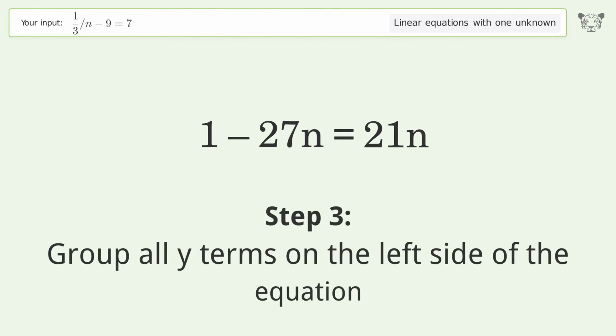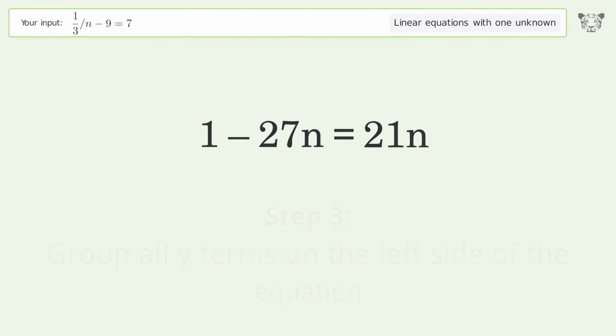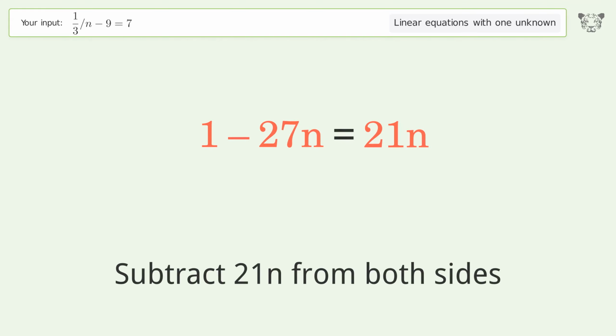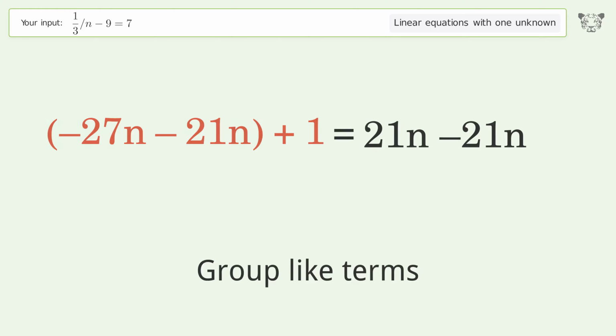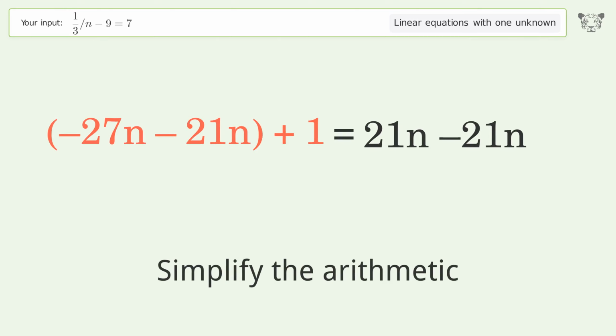Group all y terms on the left side of the equation. Subtract 21n from both sides. Group like terms. Simplify the arithmetic.